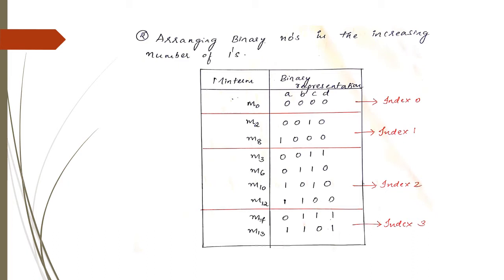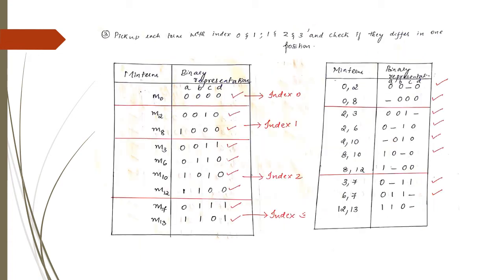After that, just name these groups as index 0, index 1, index 2 and index 3. Any naming you can give. I have just given it as 0, 1, 2 and 3. After this step, next you have to pick up each term with index 0 and 1, next 1 and 2, and then 2 and 3, and you have to check each of these cells.